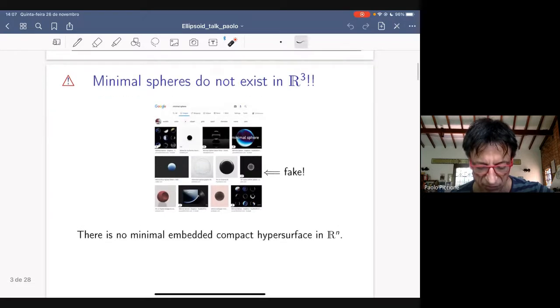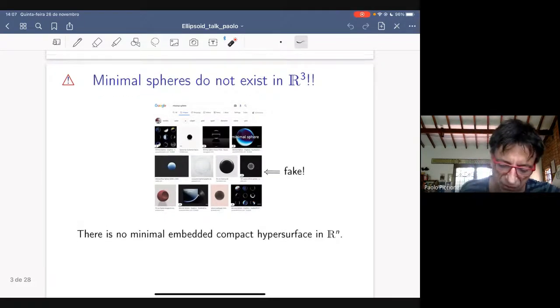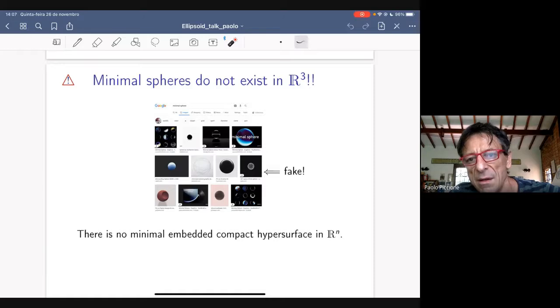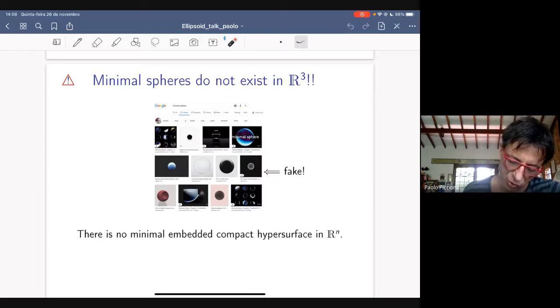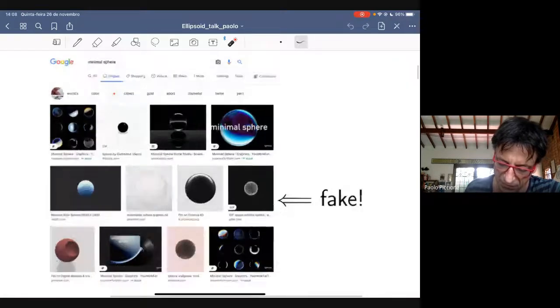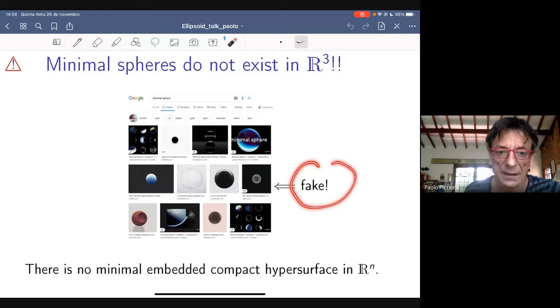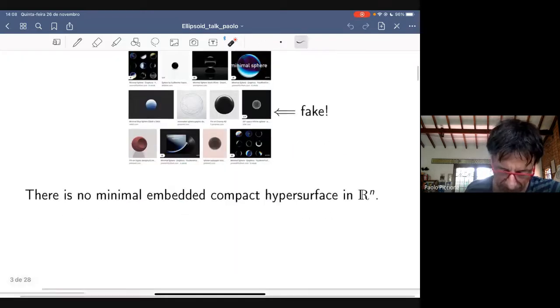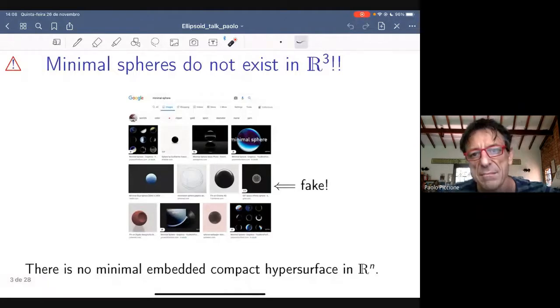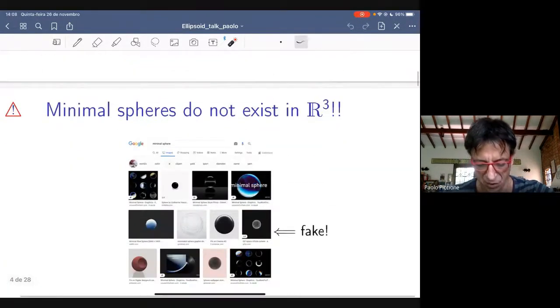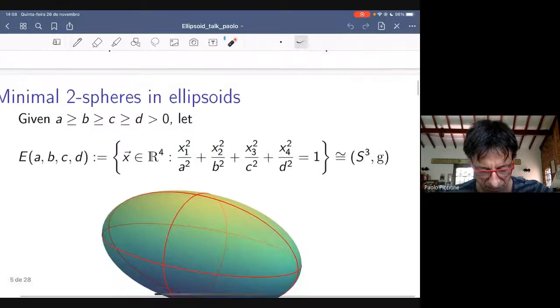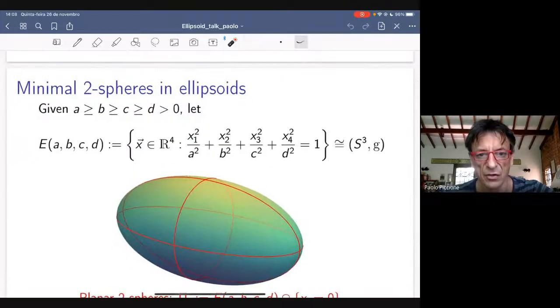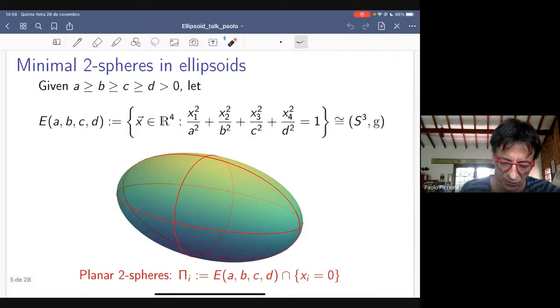If you want to think about some minimal spheres, don't think in Euclidean space. Minimal spheres do not exist in R3. In fact, in R3, there are no minimal compact surfaces without boundary. So if you look on Google, you look at minimal spheres, you will find some examples. Here it also says minimal sphere, but it's a fake thing, okay? They don't exist in R3. But they do exist. Minimal 2 spheres exist in 3 spheres. And the 3 spheres we'll be interested in this talk are ellipsoids.